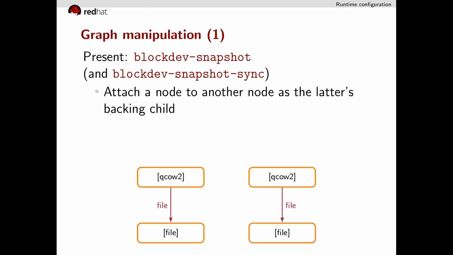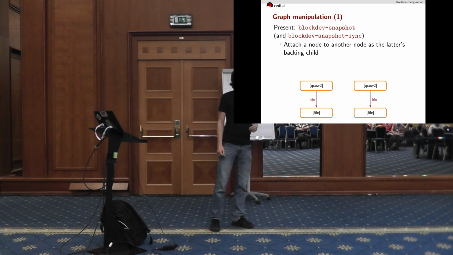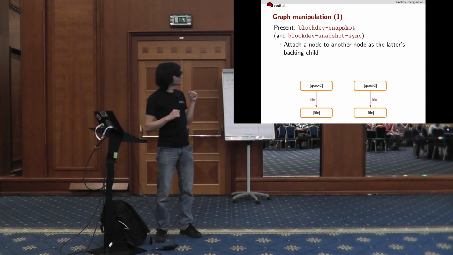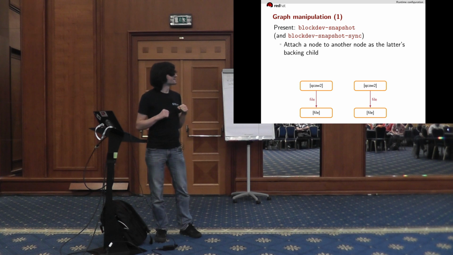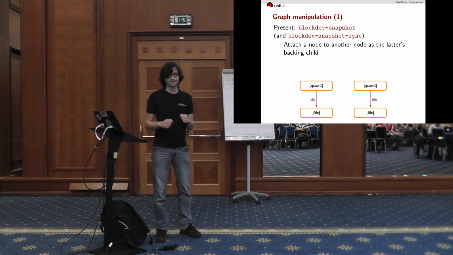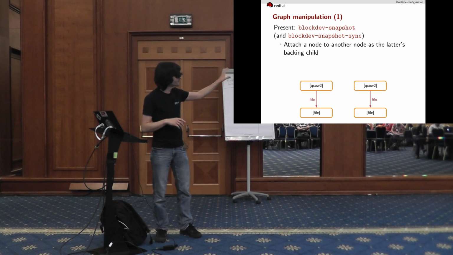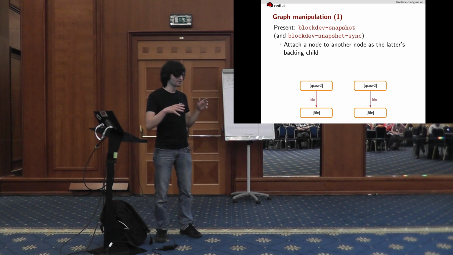And the more interesting part is graph manipulation, because that's, in a sense, new. Blockdev-snapshot, and especially blockdev-snapshot-sync, are not very new, but these are actually older kinds of graph manipulation we already have. Let's say you have these two block trees, which are just very simple. You have some file node at the bottom and some qcow2 node on top. So a very simple chain to interpret a qcow2 image file.